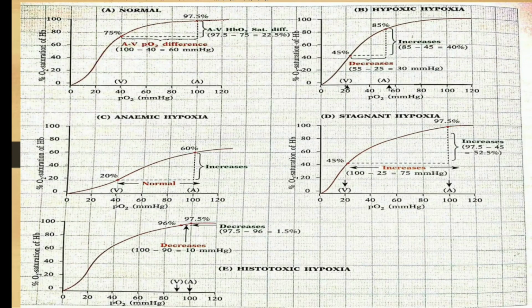These are the graphs where the first one is of the normal cells, second one is of hypoxic hypoxia, third is the anemic hypoxia, fourth is the stagnant, and lastly it is of histotoxic hypoxia. Clear? ये सारे ग्राफ आपको हमारे पीपीटी में मिल जाएगी, that we provide you in the description box.